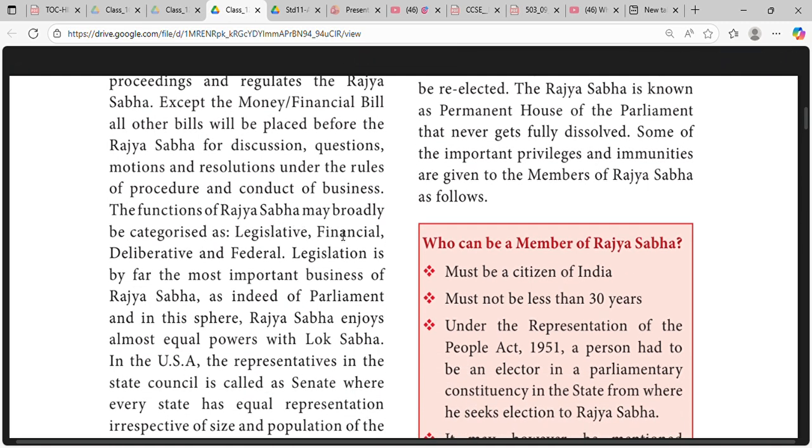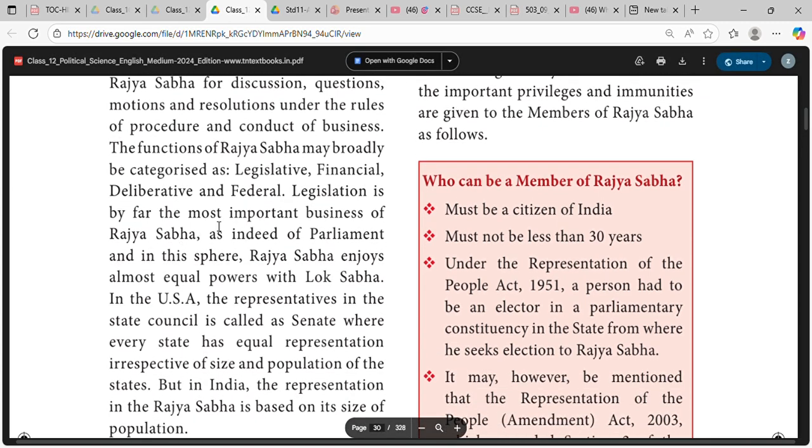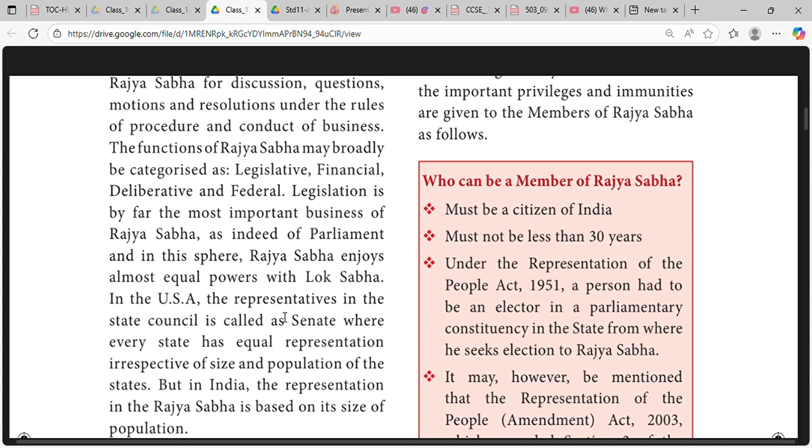The functions of Rajya Sabha may broadly be categorized as legislative, financial, deliberative, and federal. Legislation is by far the most important business of Rajya Sabha, as indeed of Parliament, and in this sphere, Rajya Sabha enjoys almost equal powers with the Lok Sabha.